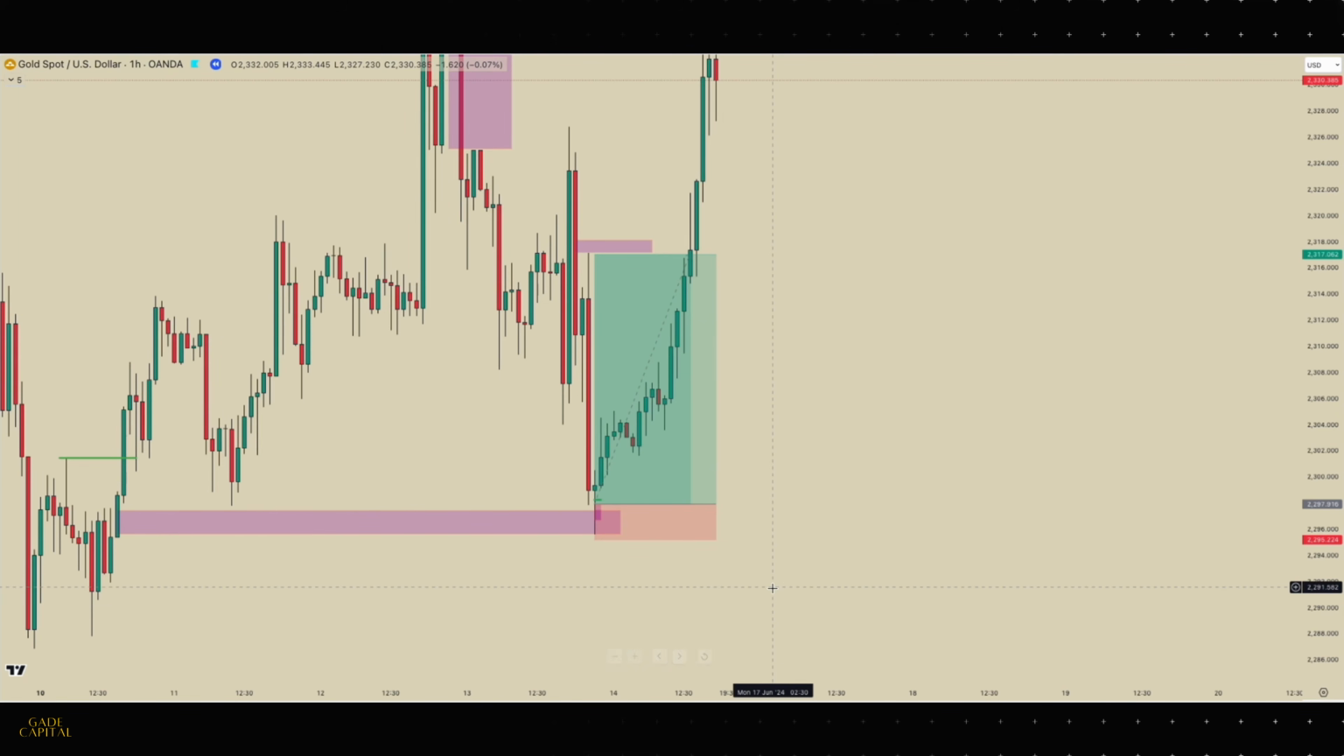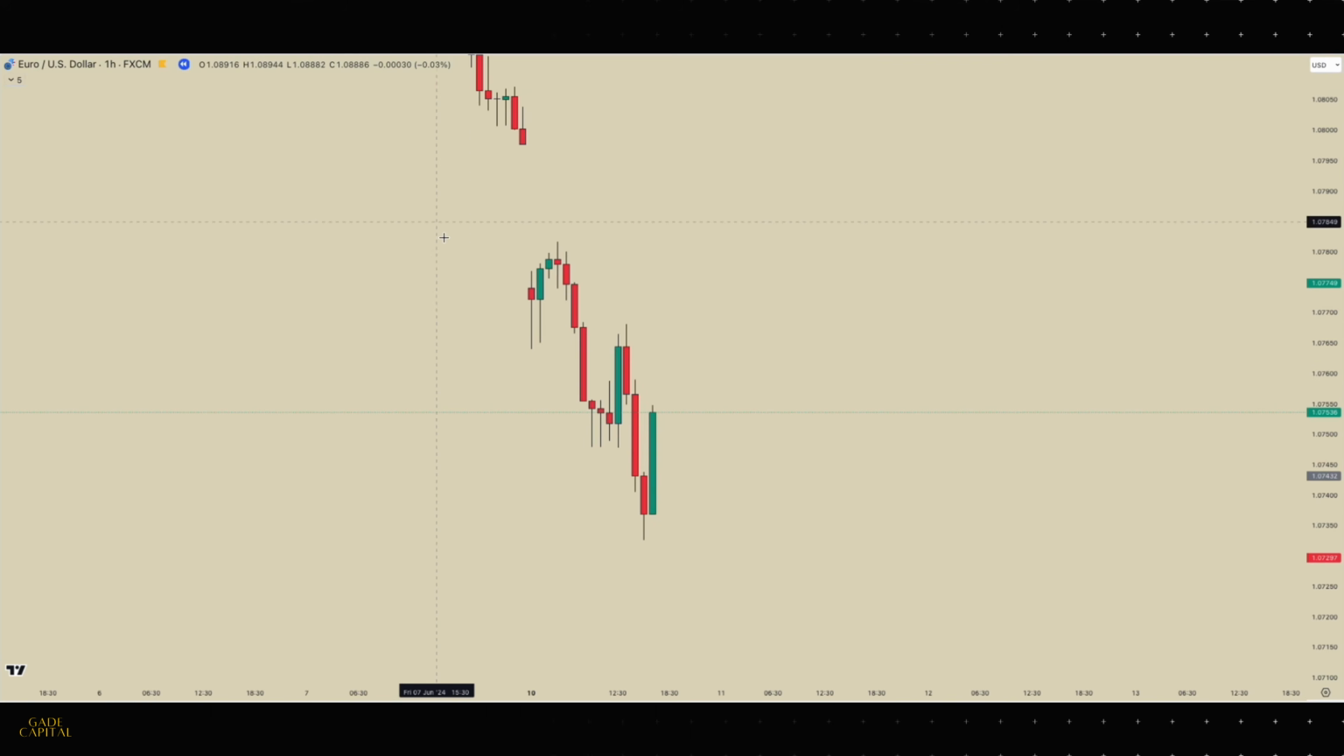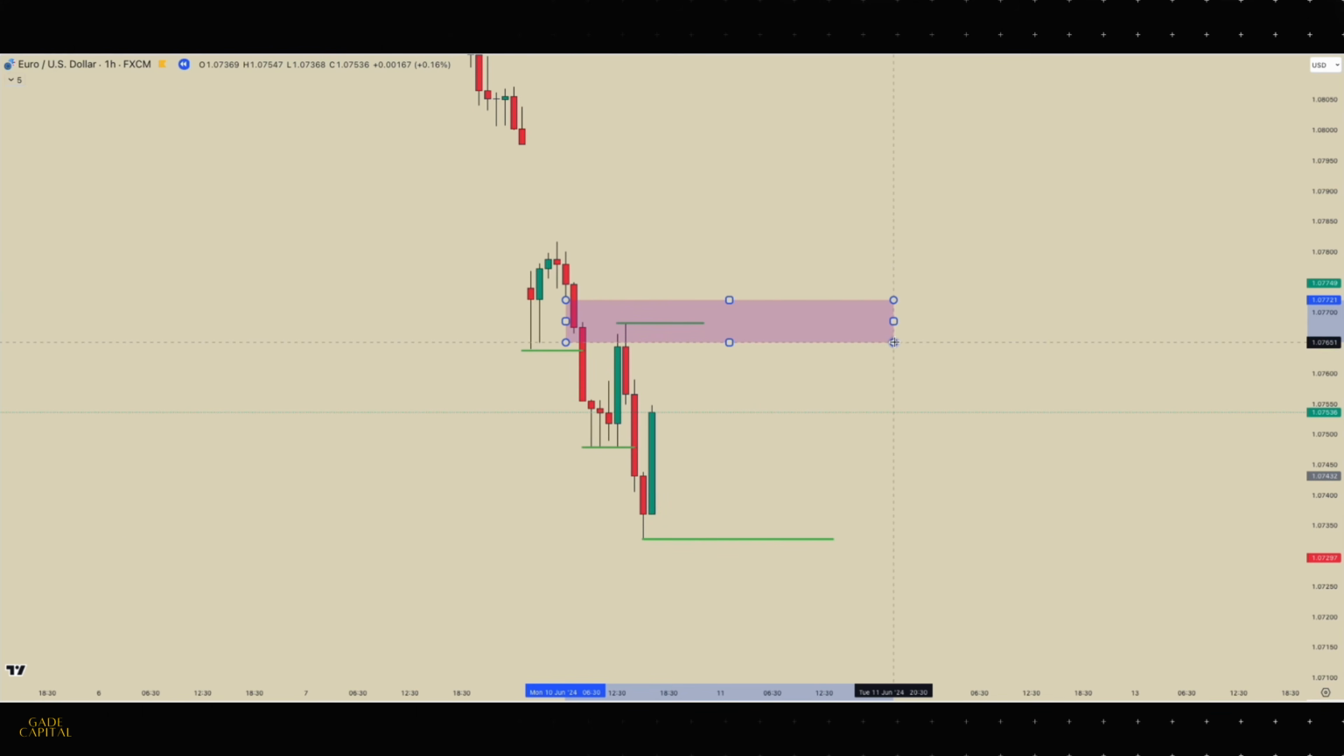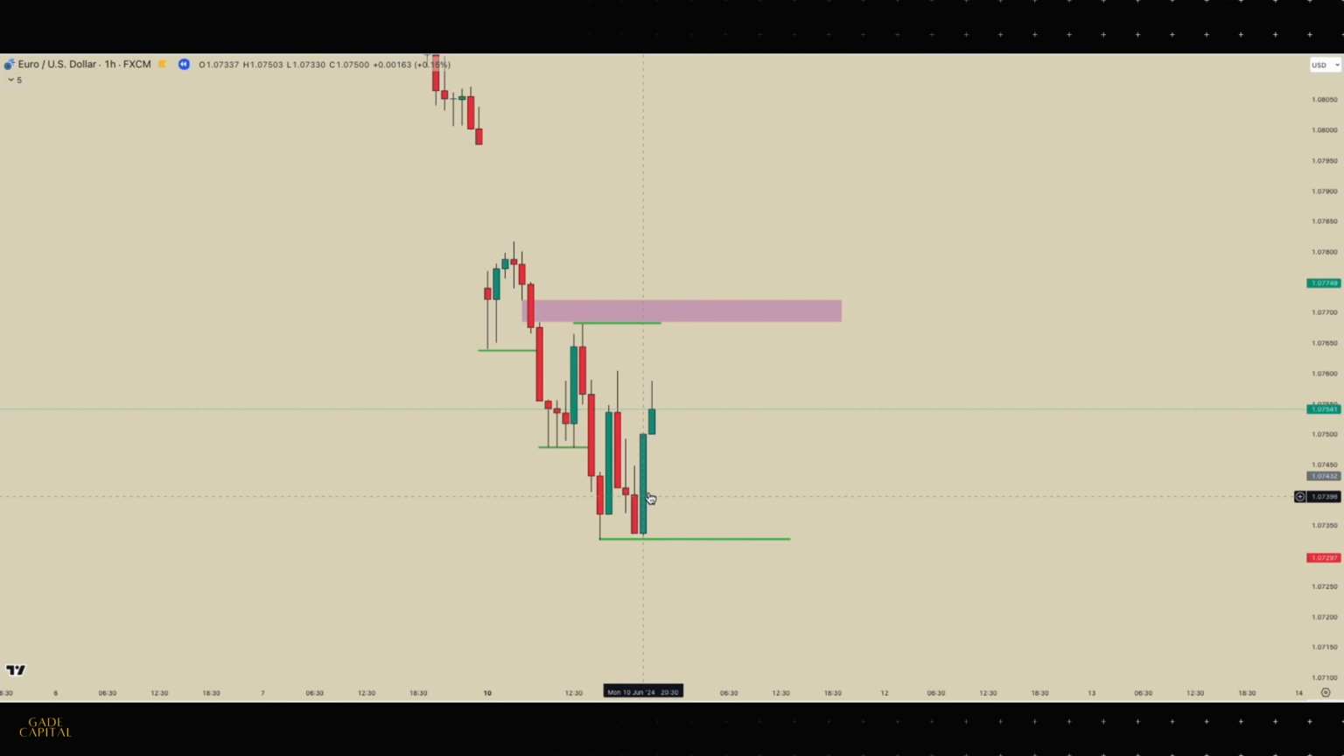So let's see some example in Euro USD. On 1 hour time frame on Euro USD, we can see that price was creating lower highs and lower lows. Price broke this low, created this lower high, and again this lower low. But there was an imbalance over here on 1 hour time frame. So price started reversing from this level.